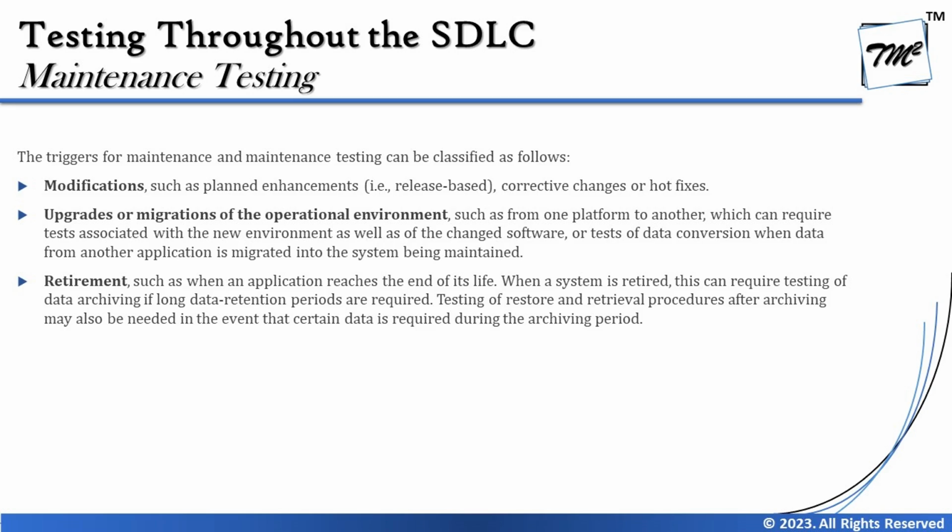Also, to quickly add here, we are also talking about what triggers the maintenance testing. That means what are those things which we generally conduct in order to do maintenance testing, or what are those changes we are talking about? What are those enhancements we are talking about? So three major things right here on your screen. We have modifications, upgrades or migrations of the operational environment, or retirement. So let's talk about them one by one.